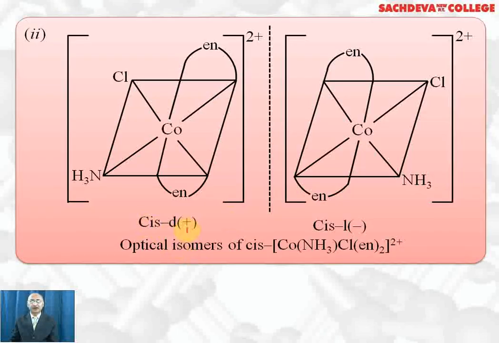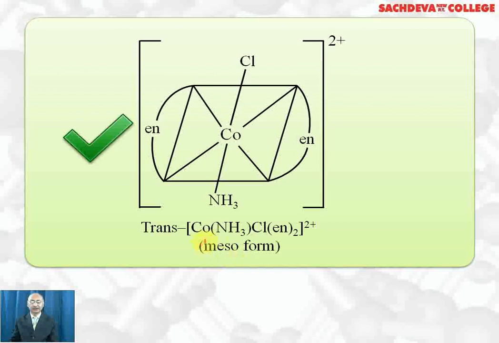These are cis forms, which will show optical isomerism. This one is dextrorotatory, this is levorotatory. Both are mirror images and non-superimposable, so they are enantiomers or optical isomers. This is the trans form, which will be a meso form, but it will not form dextro and levo because of symmetry.